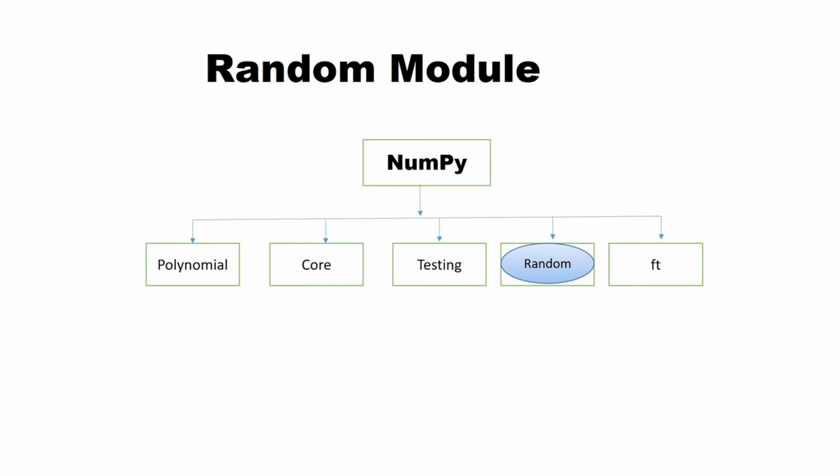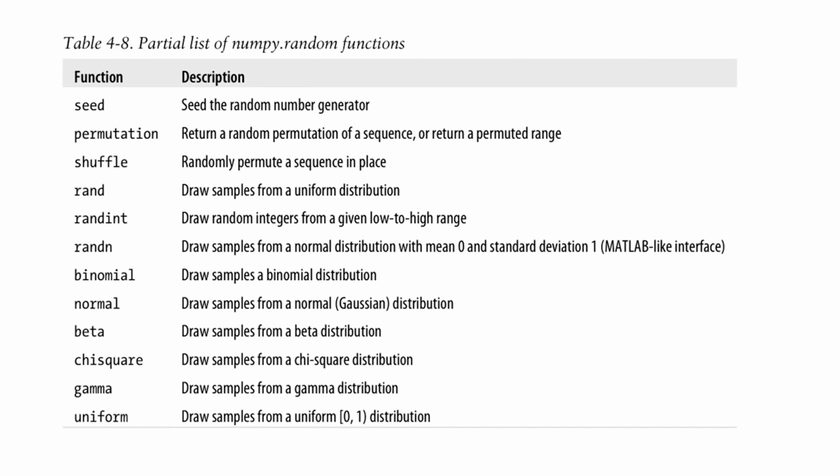The NumPy library has different modules, like polynomial, testing, random, and all Fourier modules. But today I want to focus on the random module. The random module has different methods as listed here, like choice, permutation, shuffle, up to uniform. Let's start with randint. Let's go to VS Code to test one of these methods.